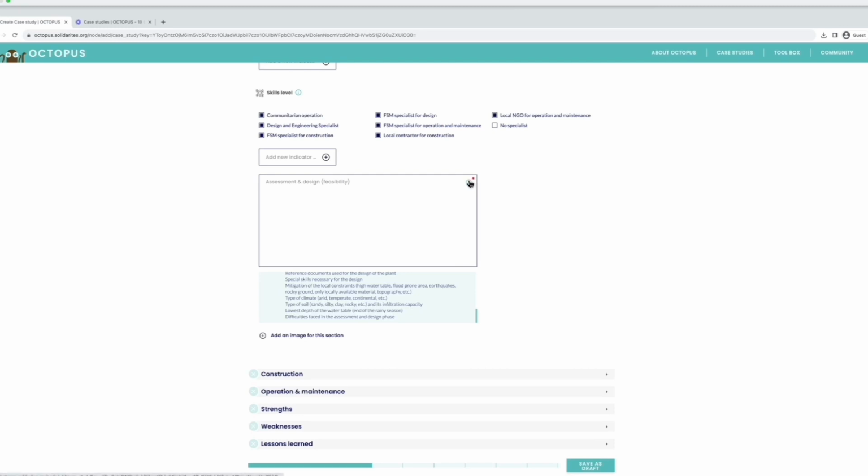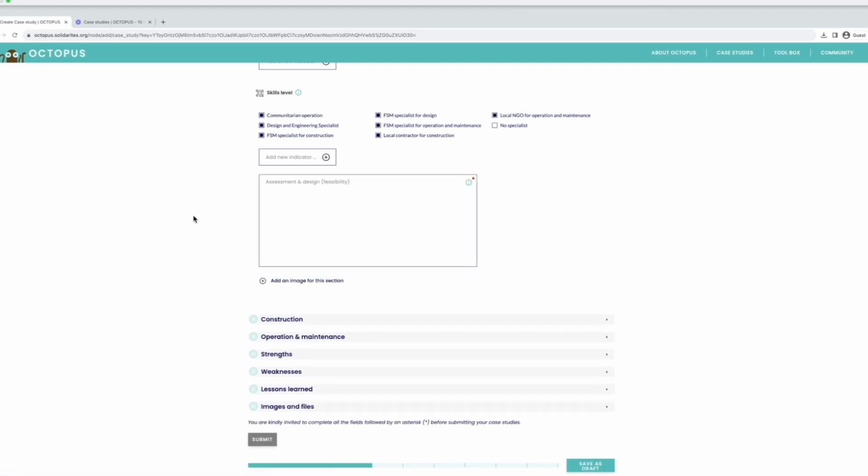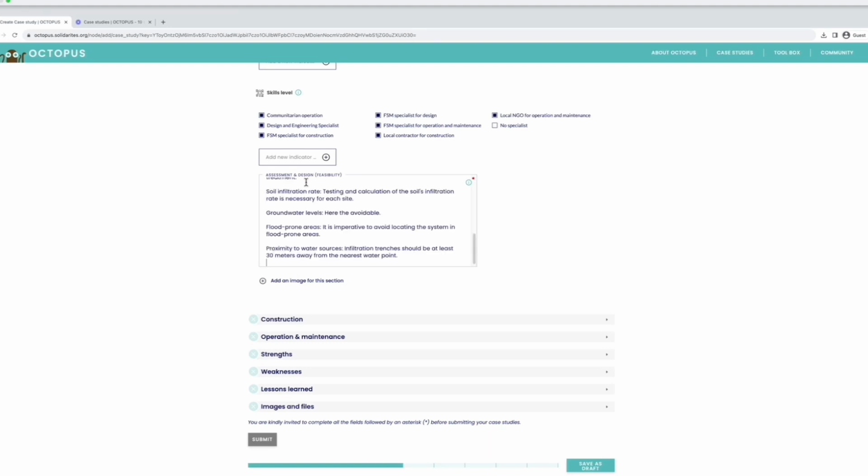Some important information to include in this section would be the characteristics of the raw sludge, the landscape surrounding the plant, types of toilets and containment pits, the average number of users per pit, proximity to water sources, and information concerning the soil and climate. Other case studies may offer good examples of how to prepare the description of the assessment and design.